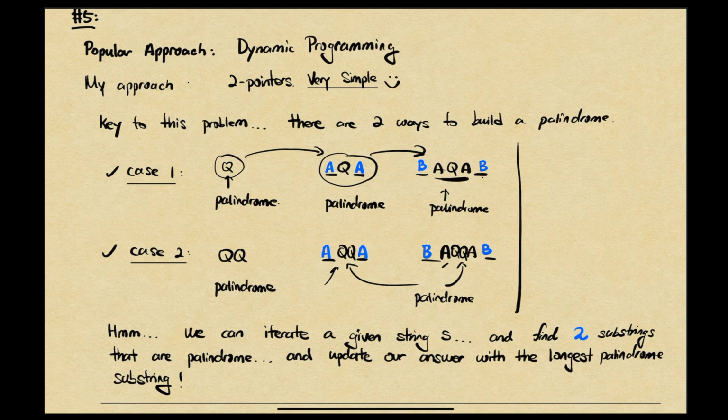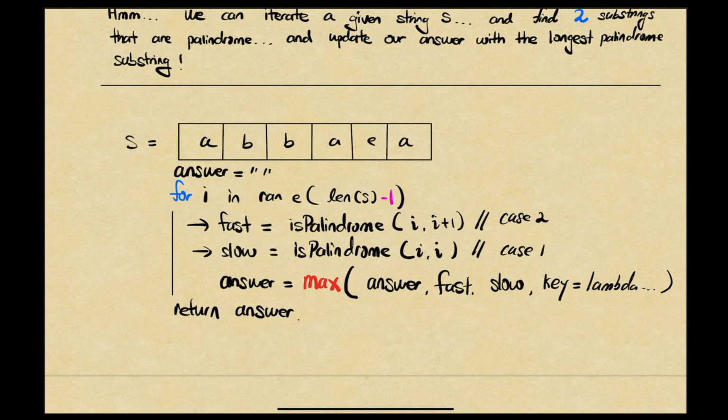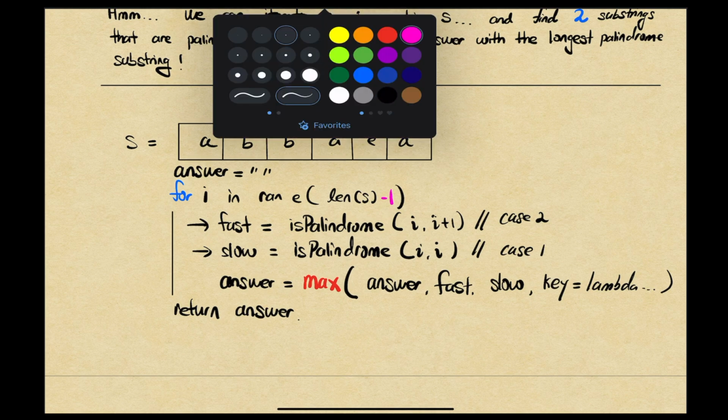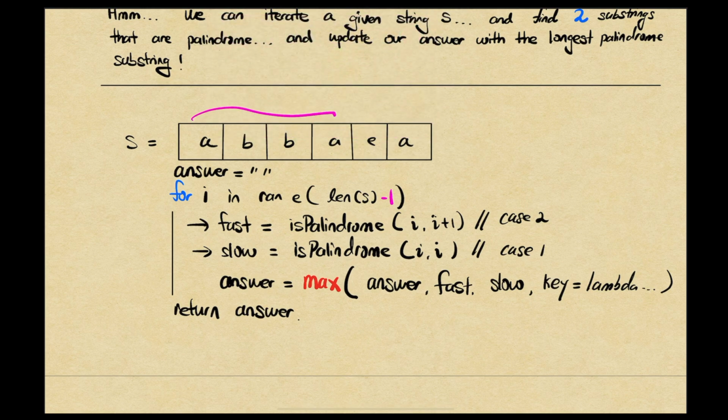And we will be iterating this string S from the first position all the way to the last. Then for a fixed index, we will find two substrings based on these two cases. We start with one letter and then expand outward. Look at this string S. We have A, B, B, A, E, A, and the longest palindrome would be this one.